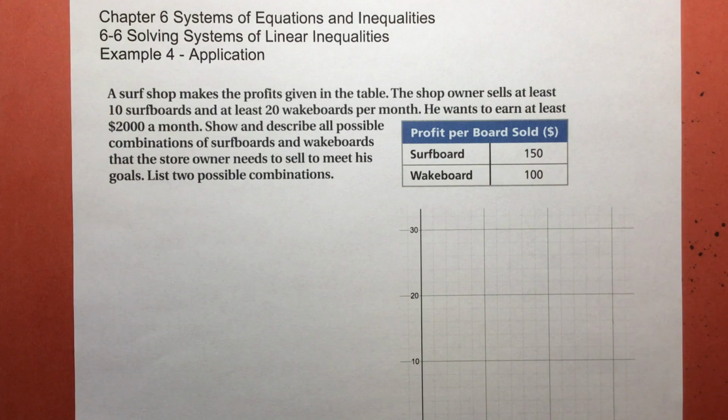So the problem is based upon a surf shop, and they're going to sell surfboards and wakeboards. First thing I want to draw your attention to is that most stores sell something more than just two things. Okay, that'll be key. So this is already a more simplified problem than what the real world would say, right?